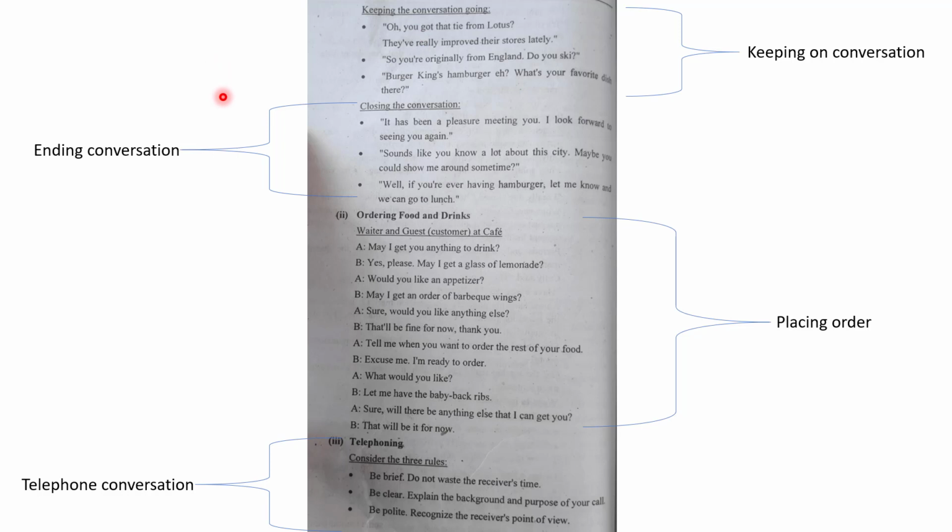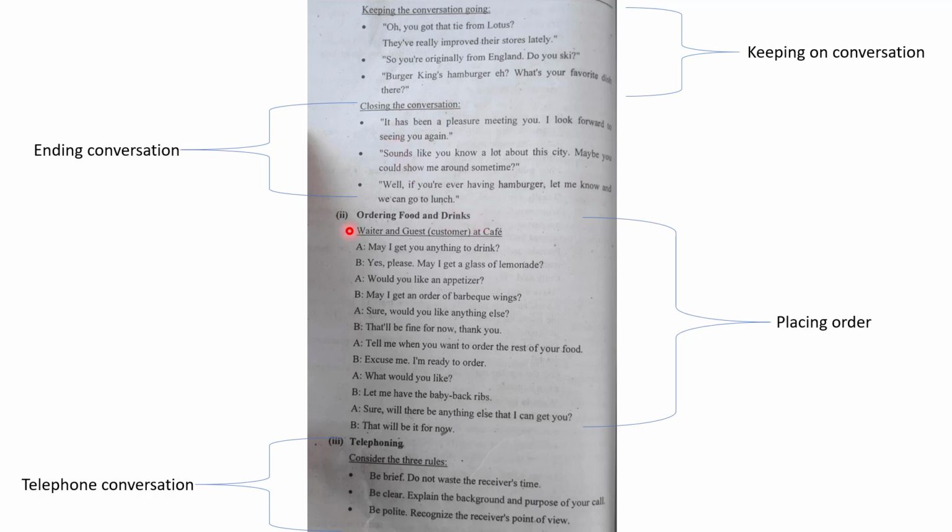And the next part is closing the conversation. If you want to end the conversation with someone, you just don't turn your face away and go away from there. You want to end it properly. For example, "It has been a pleasure meeting you. I look forward to seeing you again. Sounds like you know a lot about this city. Maybe you could show me around sometime. Well, if you're ever having a hamburger, let me know and we can go to lunch." So these are certain closing remarks we can use for closing the conversation.